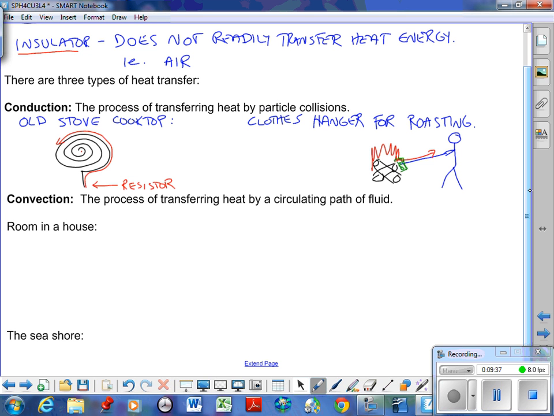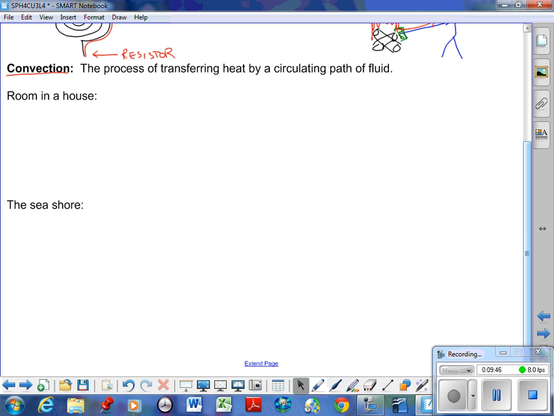Next one we're looking at is convection. So we did conduction, convection is the process of transferring heat by circulating path of fluid. Now, most people don't realize that air is a form of fluid. So in your house, all right, some of you will have maybe a wood stove or a register. All right, so down here, the heat register.